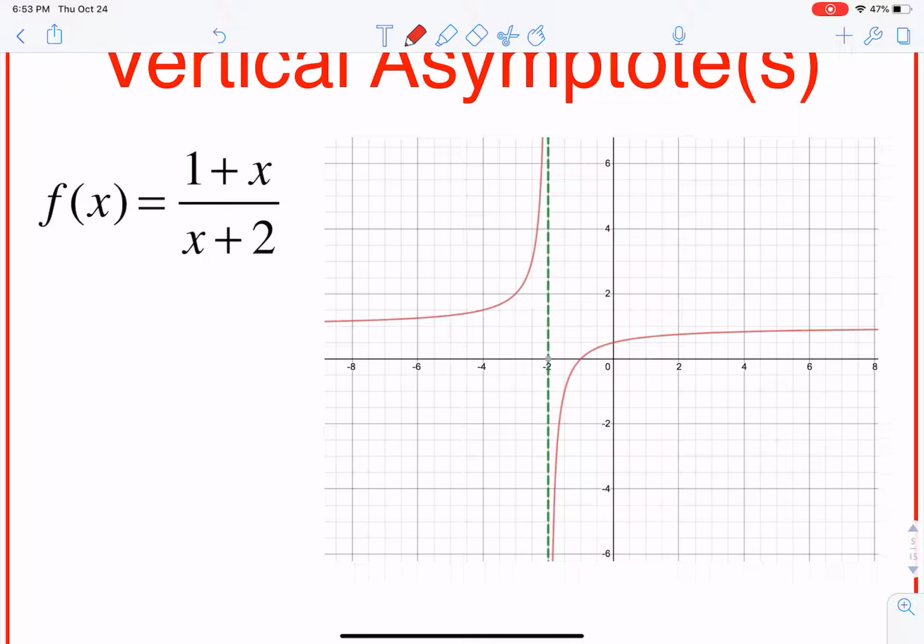and I went ahead and graphed this one in Desmos, and we can see here again that this green dashed line represents that vertical asymptote. And I can see my graph getting closer and closer and closer from the right.